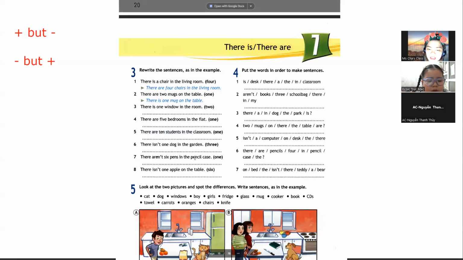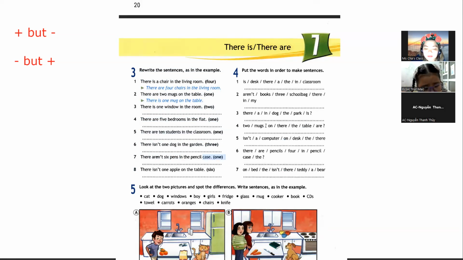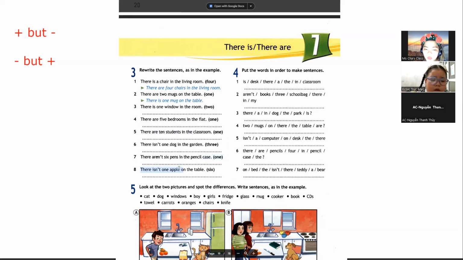There aren't 6 pens in the pencil case. Make it 1. There isn't 1 pen in the pencil case. There isn't 1 apple on the table. Make it 6.